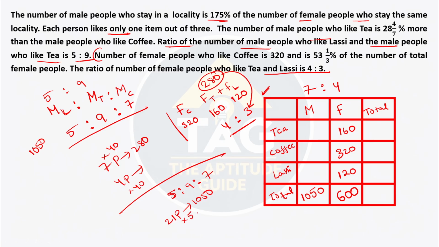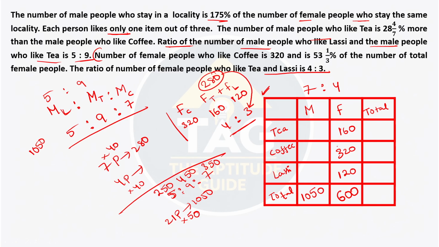21 into 5 is 105. So 21 into 50 is 1050. So 5 into 50 is 250. 9 into 50 is 450. 7 into 50 is 350. So we got to know these three values now.